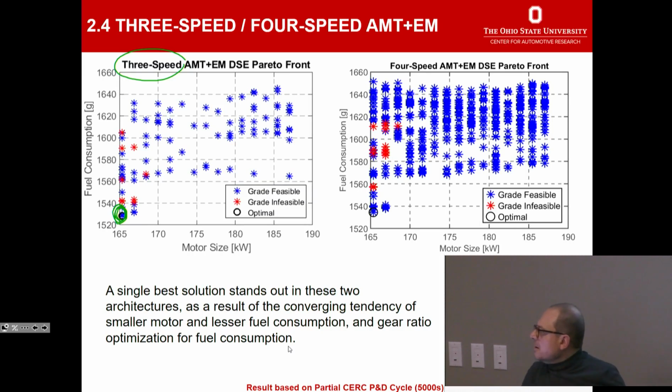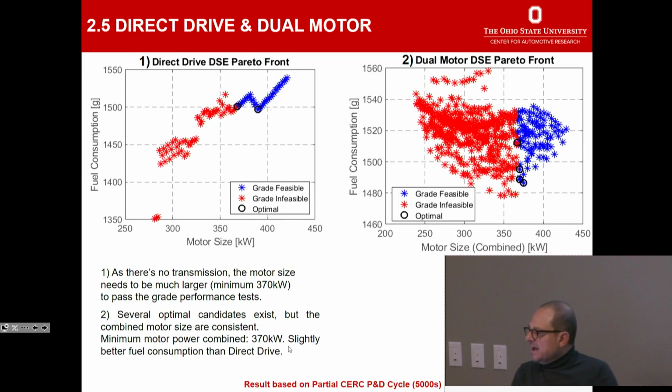Good. When you go to 4-speed, same thing. This is the best 4-speed transmission that you can get for that particular configuration. Okay. And how about direct drive? Well, this is direct drive, fuel consumption. So I changed architecture. Now instead of a 2, 3, 4-speed transmission, I go to a single direct drive.